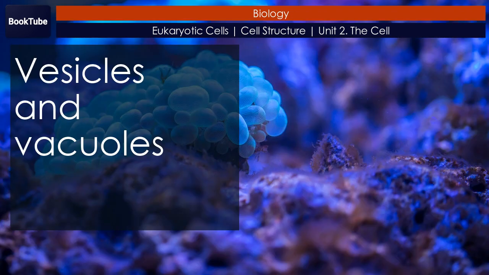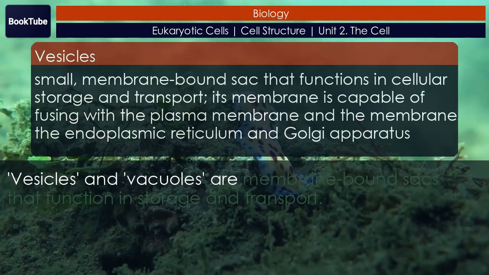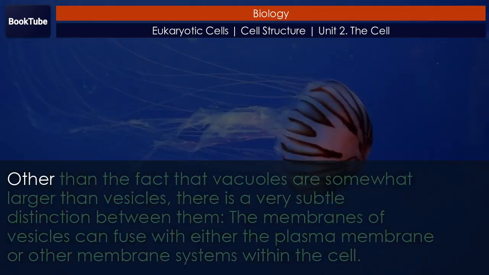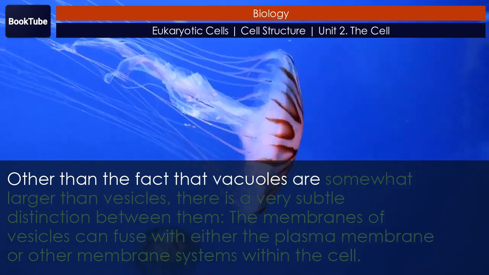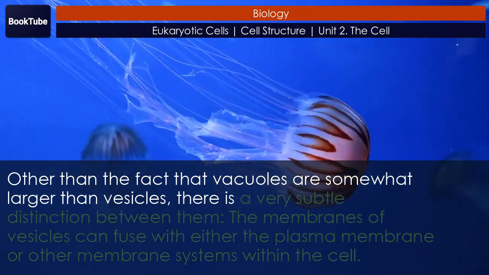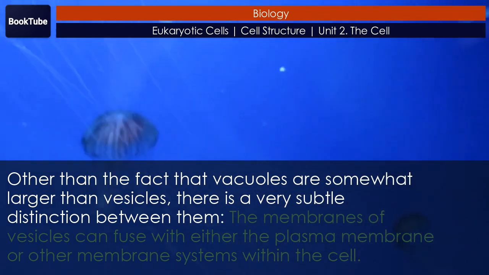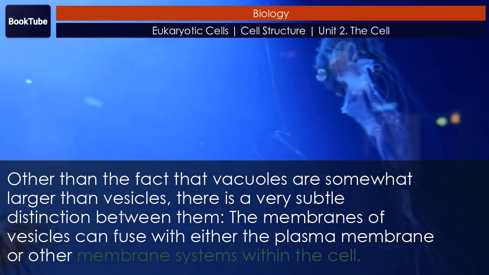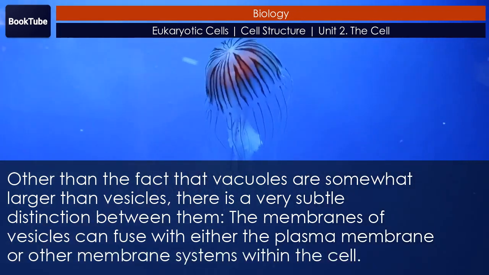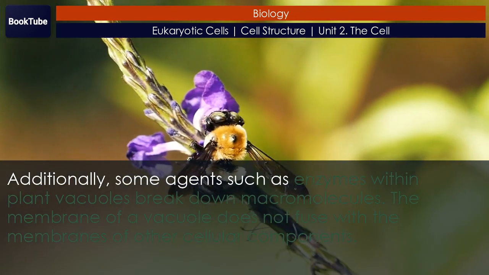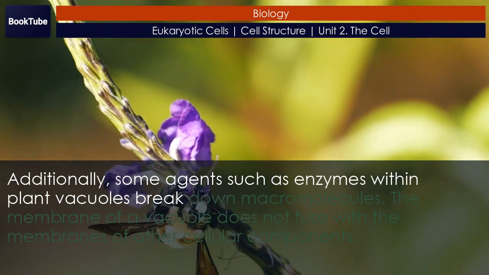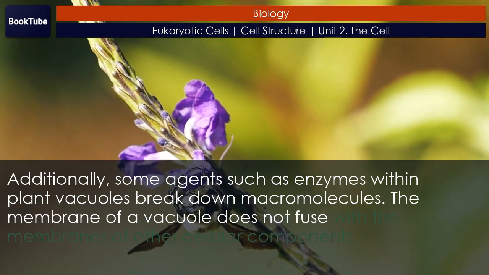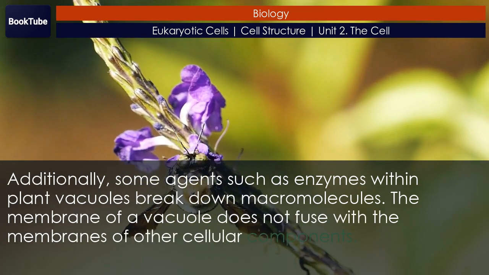Vesicles and vacuoles. Vesicles and vacuoles are membrane-bound sacs that function in storage and transport. Other than the fact that vacuoles are somewhat larger than vesicles, there is a very subtle distinction between them. The membranes of vesicles can fuse with either the plasma membrane or other membrane systems within the cell. Additionally, some agents such as enzymes within plant vacuoles break down macromolecules. The membrane of a vacuole does not fuse with the membranes of other cellular components.